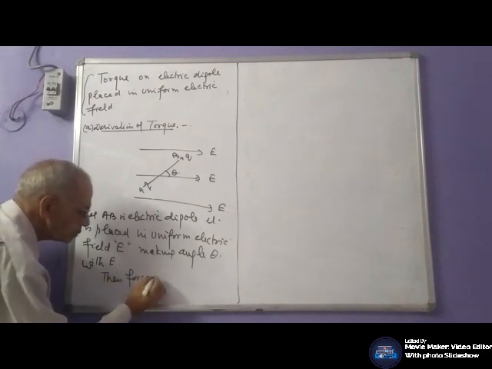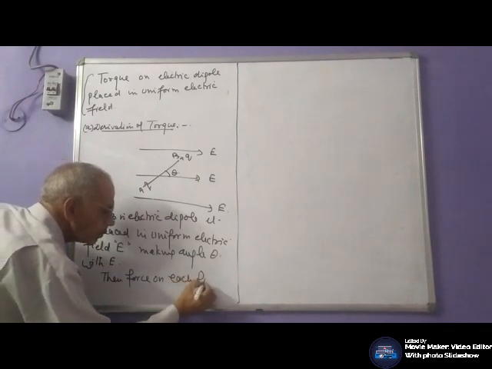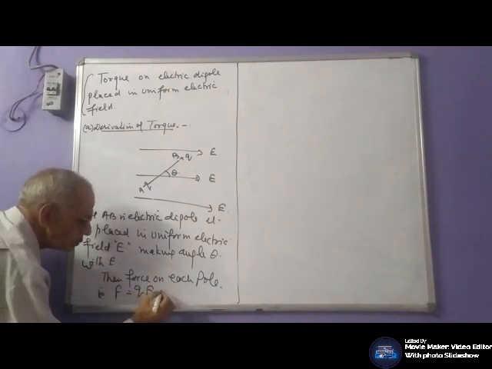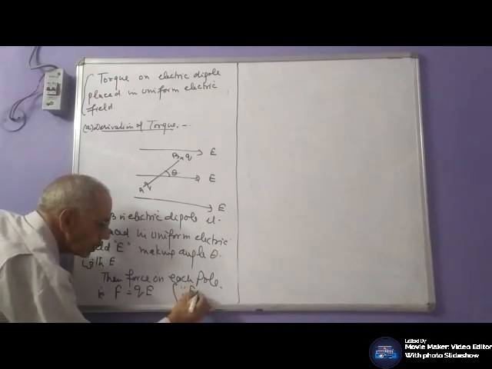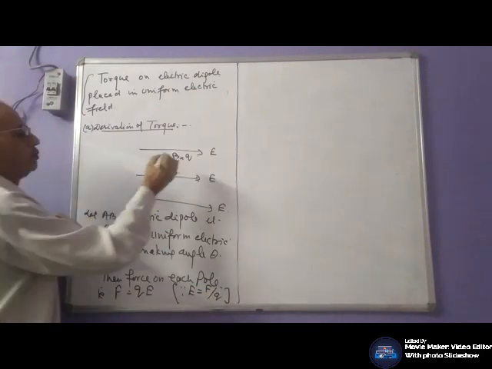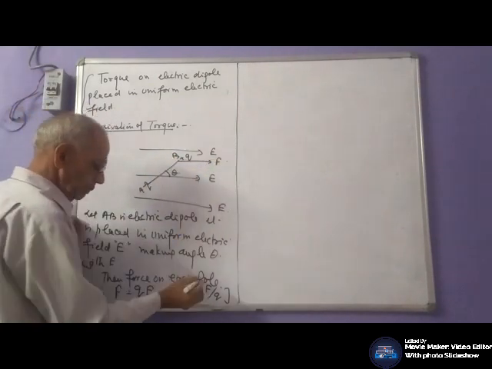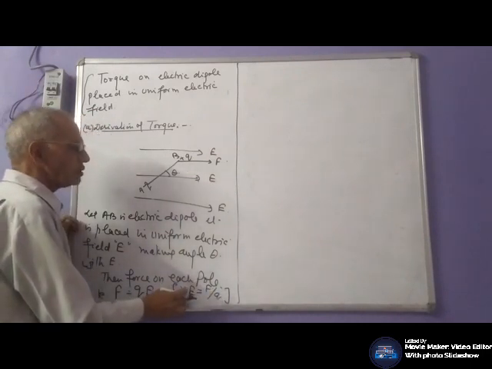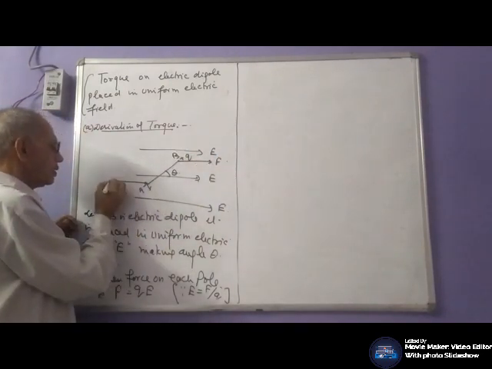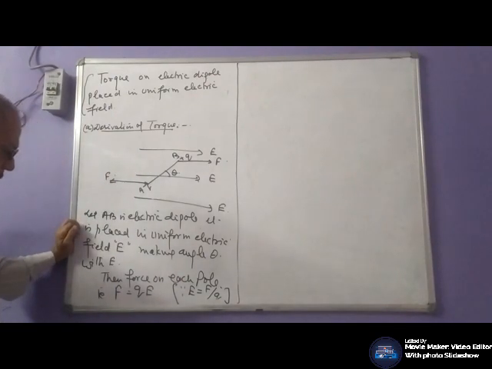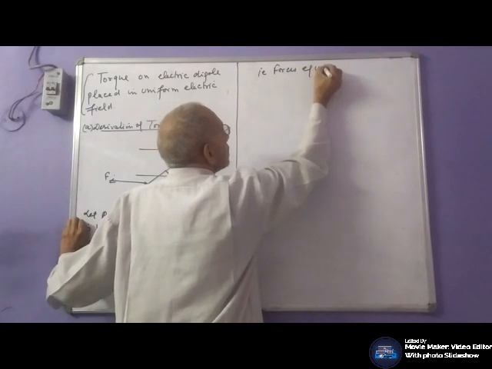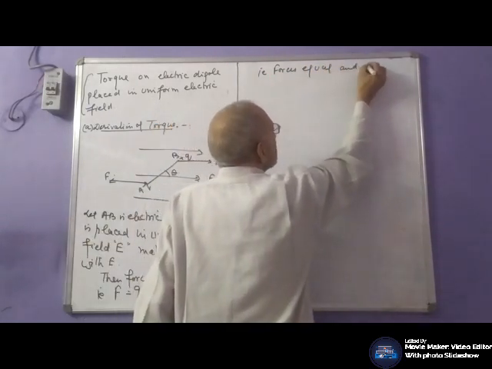Then the force on each pole, that is F, equals qE, since E is F by q naught; here instead of q naught there is q. The direction of force on the positive charge is the direction of E. This is the positive charge, this is the direction of E, so this will be the direction of force. Here this will be the force. That is, the forces are equal and opposite.